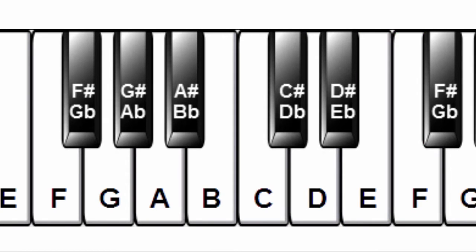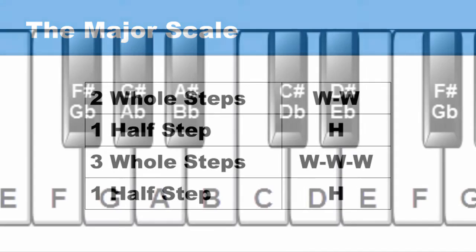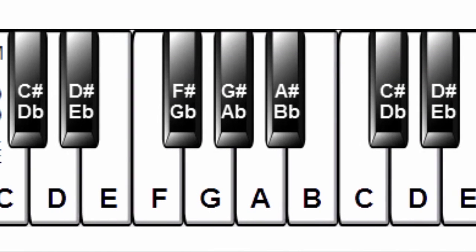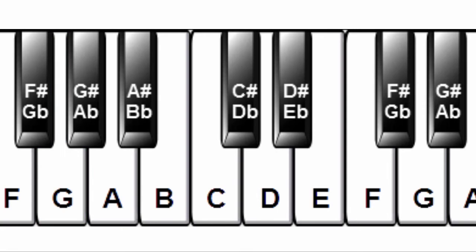I'm sure you're becoming very comfortable with this by now. When making any major scale, we'll always use that specific sequence of whole steps and half steps. We can start on any note, and as long as we use that sequence of whole steps and half steps, we'll end up with a major scale. Let's do one more. We'll start on G this time and make the G major scale.